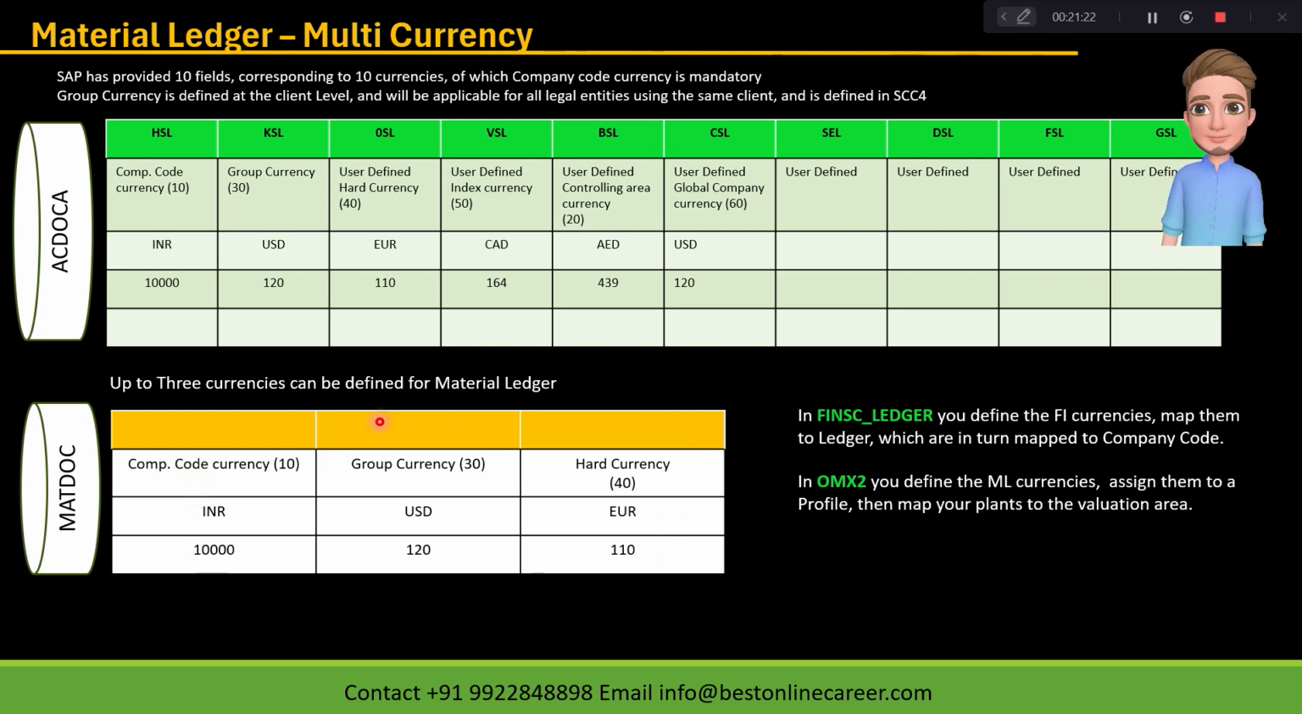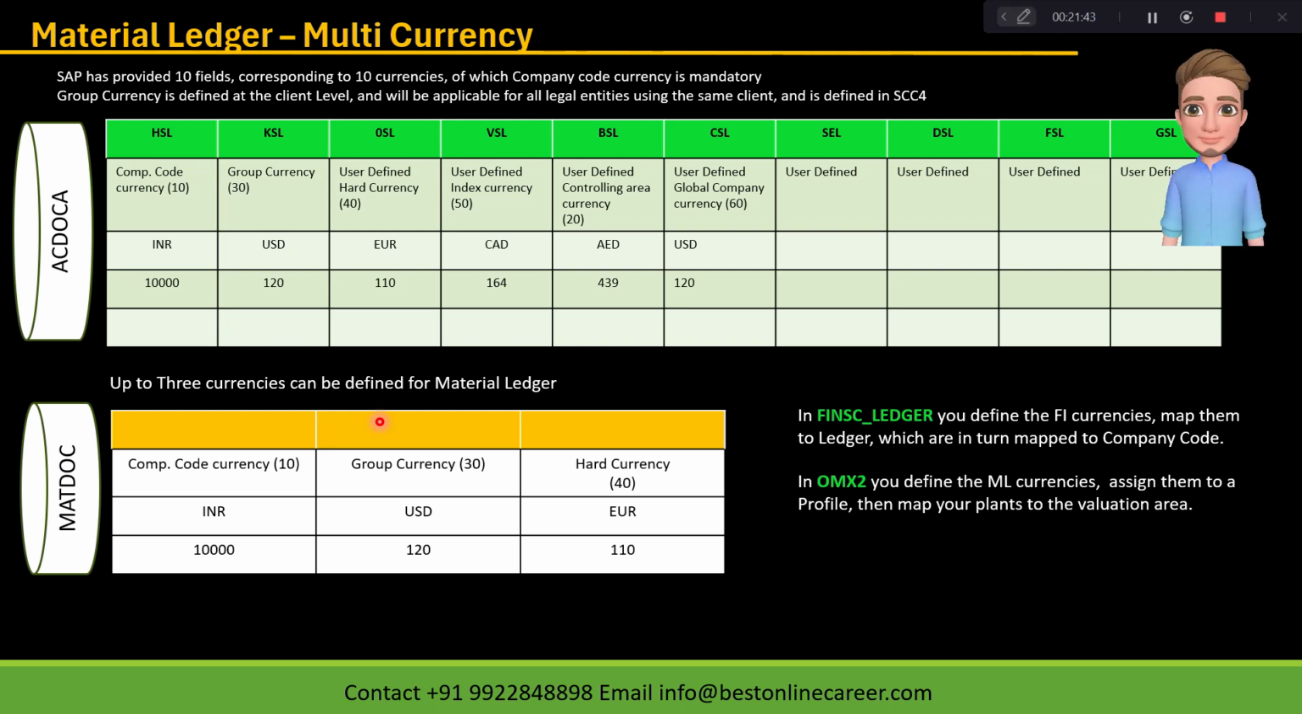So remember, your material is mapped to a plant. That plant is your valuation area. That valuation area will be mapped to a valuation profile. In OMX1 I believe you do that, and that valuation profile is what I have shown you in OMX2. There were three different currencies.